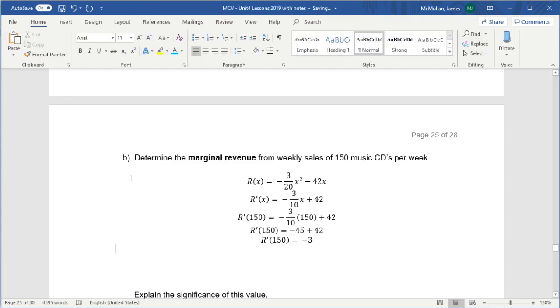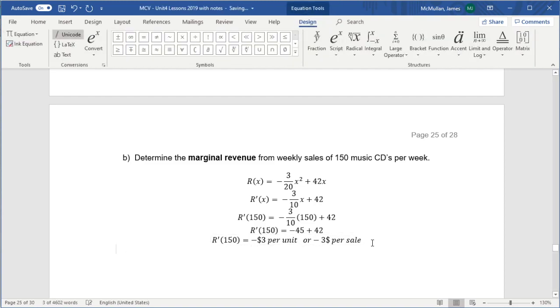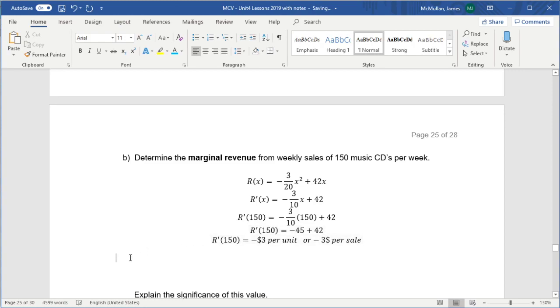And then again, because it's a derivative, we want to make sure we express it with a unit. Revenue is dollars, and the x is being measured in sales. So you could say negative $3 per sale or negative $3 per unit. Whatever is fine. Okay, remember to include your rate of change. Either one is fine. Okay, now what does this mean? Explain the significance of this value.